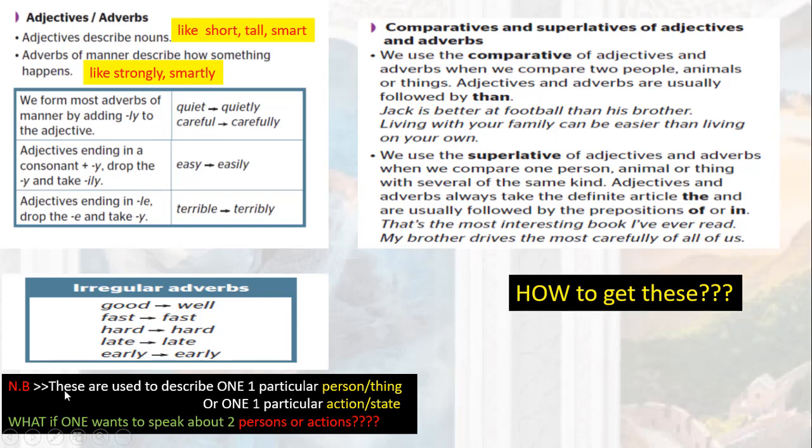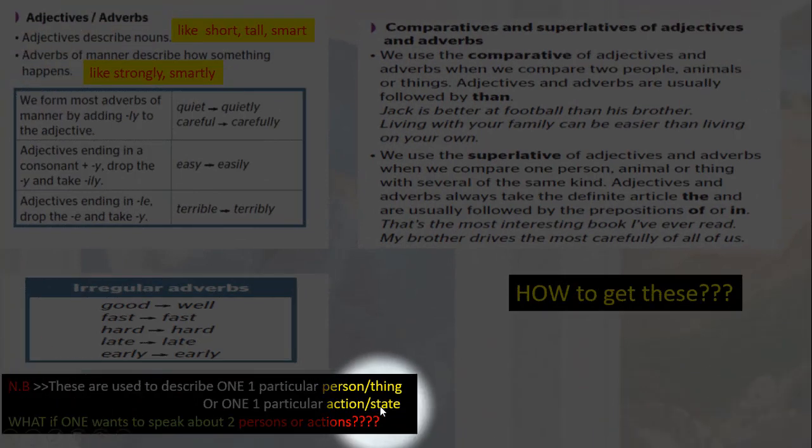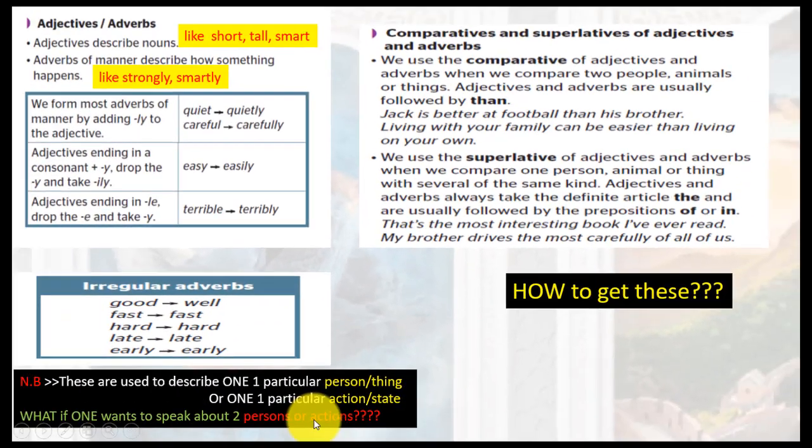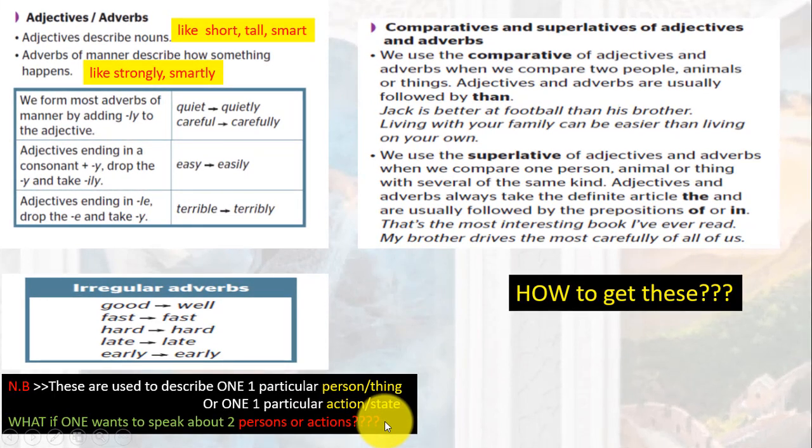Note that these are used to describe one particular thing or one particular action. Of course, we talk about adjectives to describe nouns and adverbs to describe actions and states. But the question will be, what if we want to speak about two persons or actions? Here we need to compare, and here we will need comparatives and superlatives, and not adjectives and adverbs.